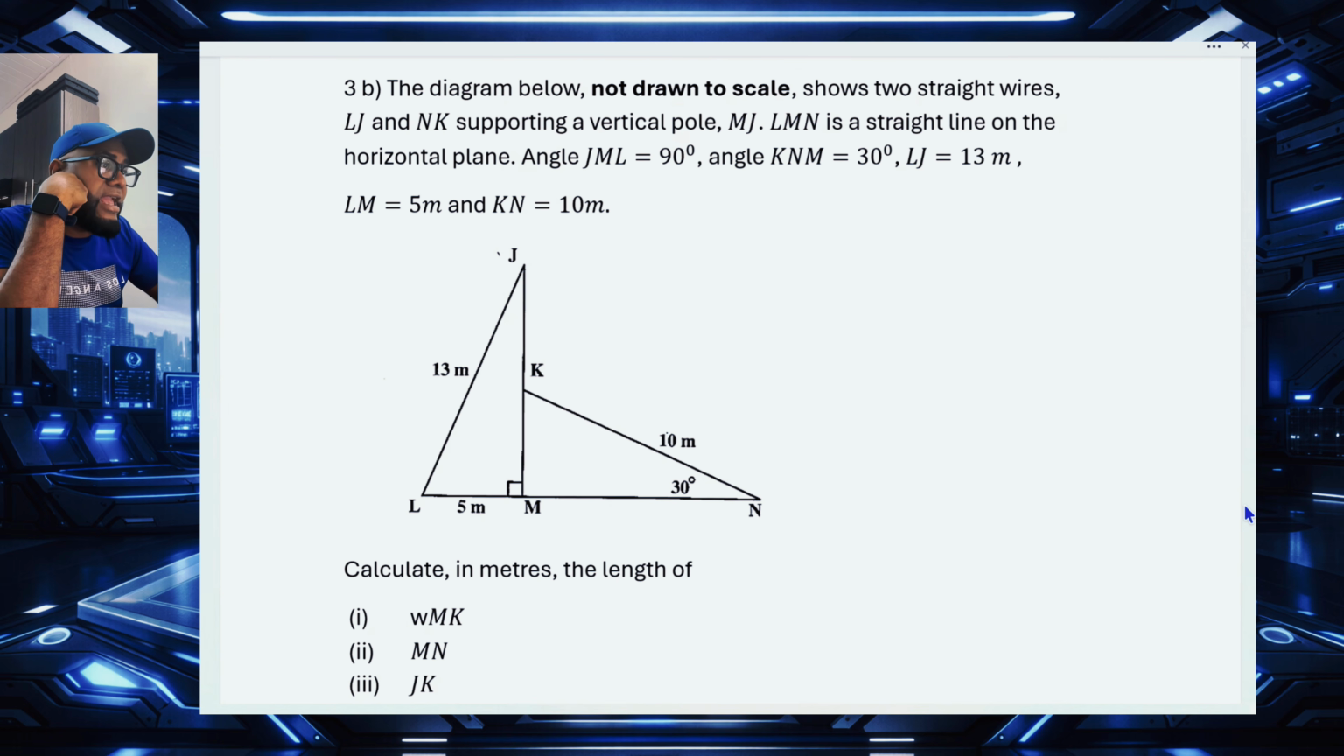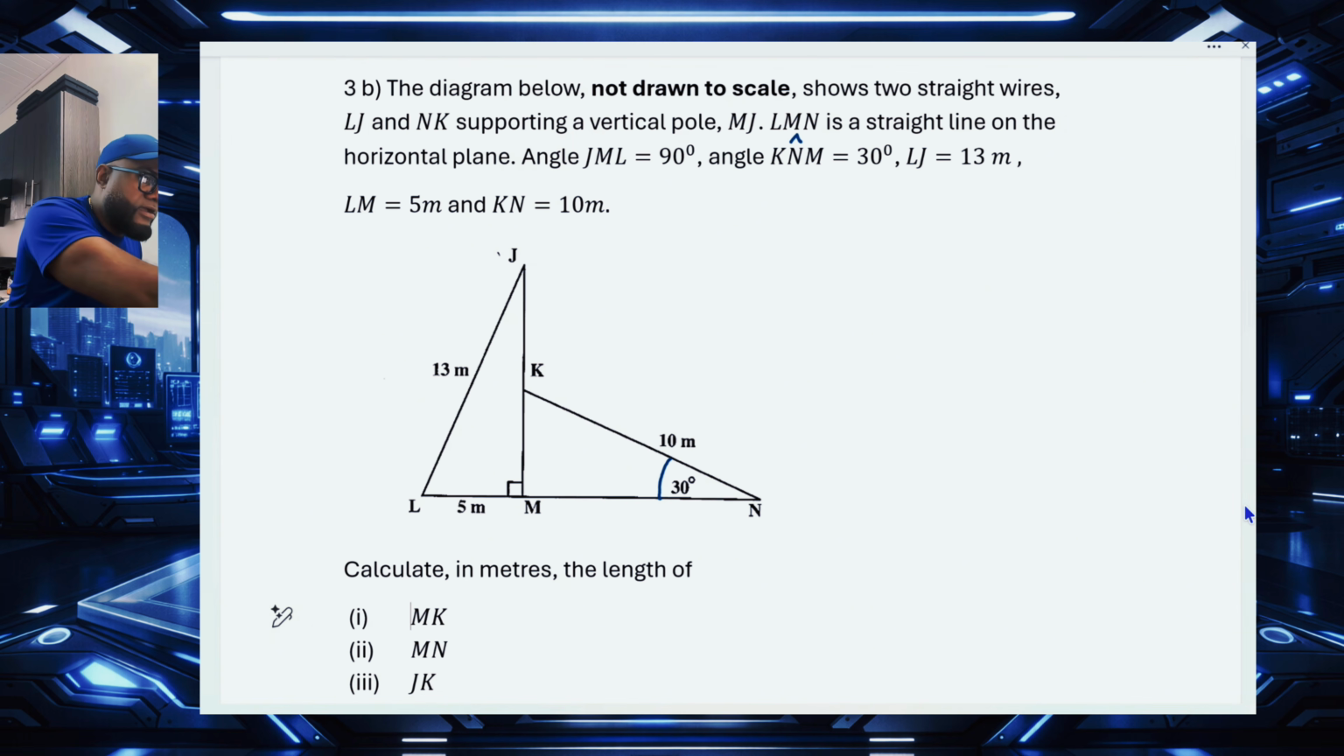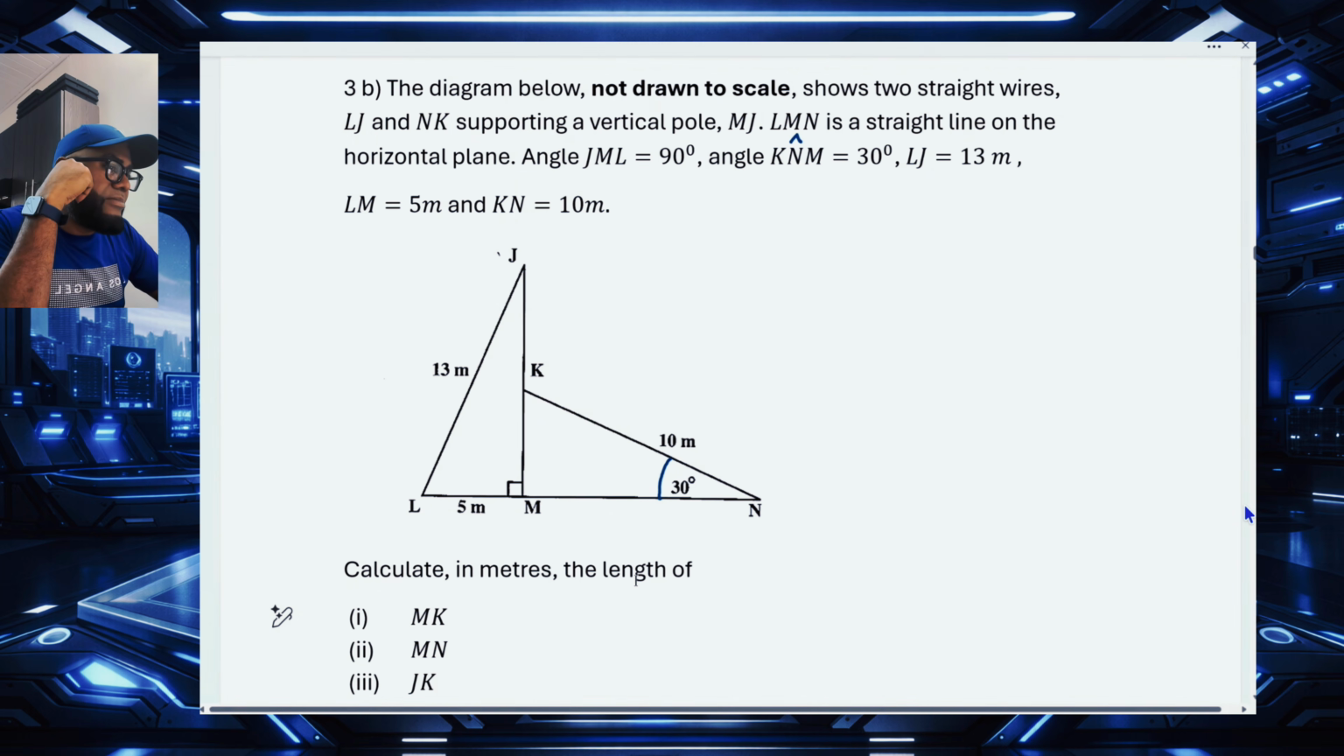Then angle KNM, K to N to M. Point to note, the middle letter, this letter here, would always be where the angle is located, right? So this here is 30 degrees. And then they said LJ is 13, LM is 5, and KN is 10. Calculate in meters the length of MK, right?